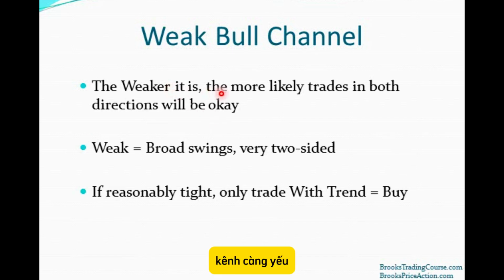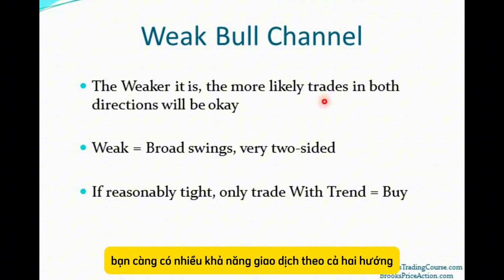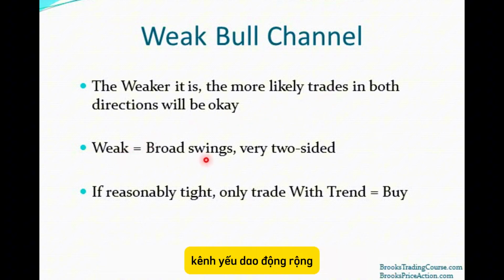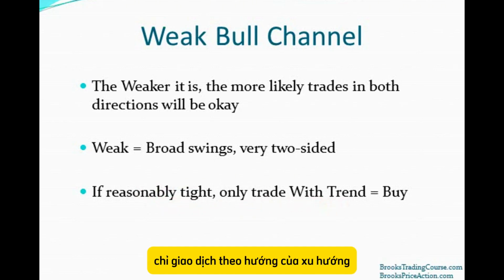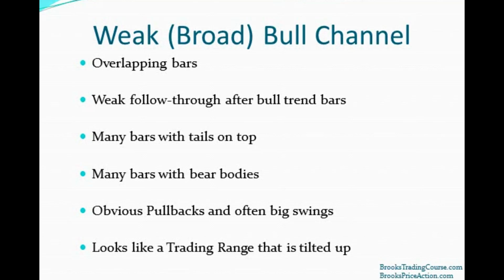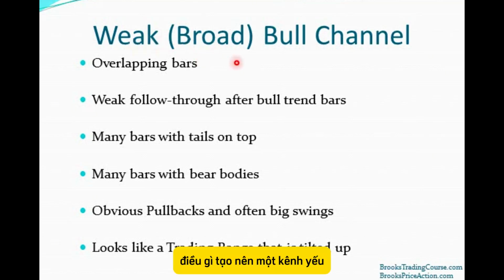The weaker the channel is, the more likely you can trade in both directions. Weak channels, broad swings, very two-sided. If it's a very tight channel or reasonably tight, only trade in the direction of the trend. What constitutes a weak channel?